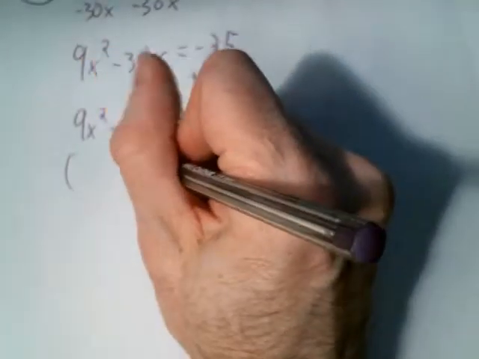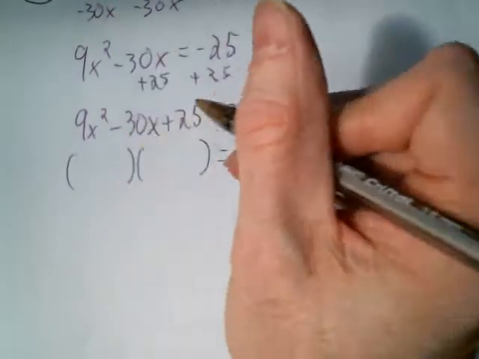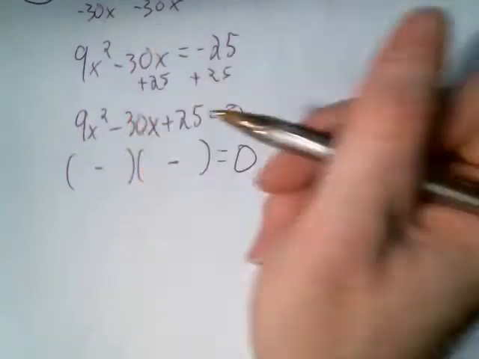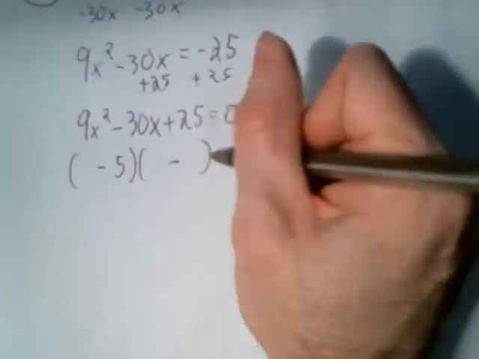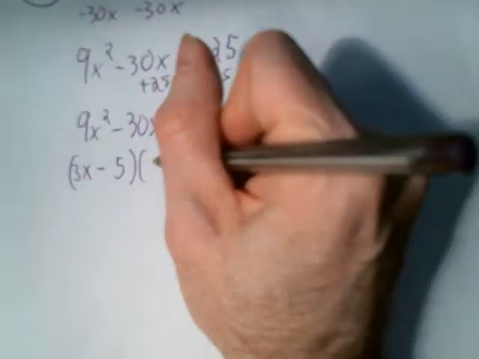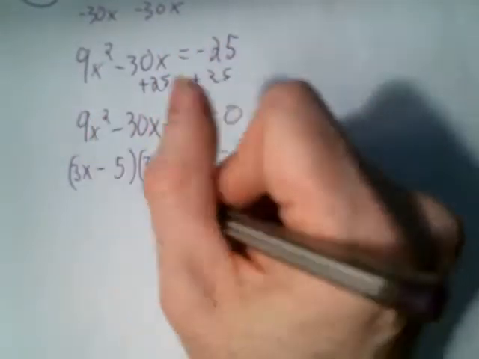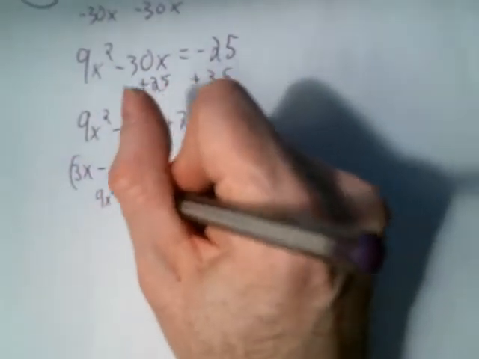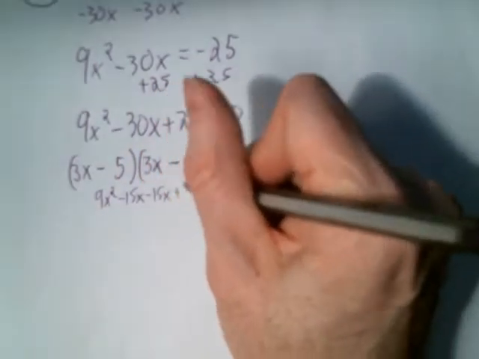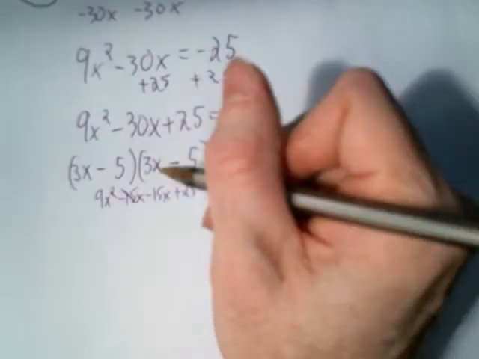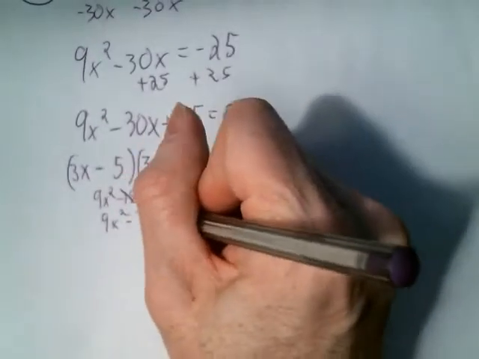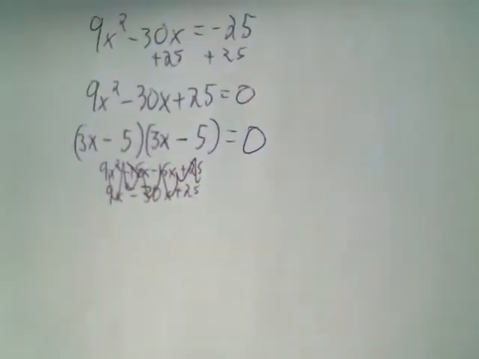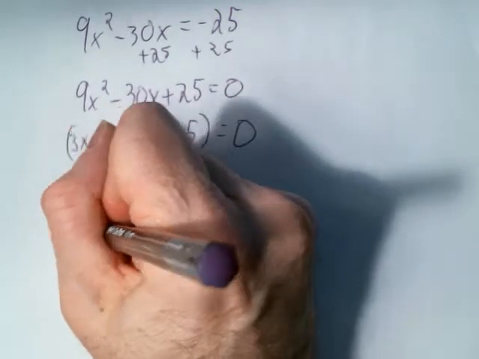You can factor it. There's no GCF here. I don't know if I made that clear. It has to be minus minus. I'm hoping it's one of those perfect square trinomials. So I'm hoping it's 5 and 5 and then 3x and 3x. Okay. You can FOIL it out to make sure it is. So 9x squared minus 15x minus 15x plus 25. And yeah, so 9x squared minus 30x plus, and it is. We got it.